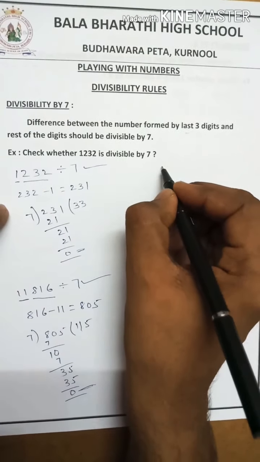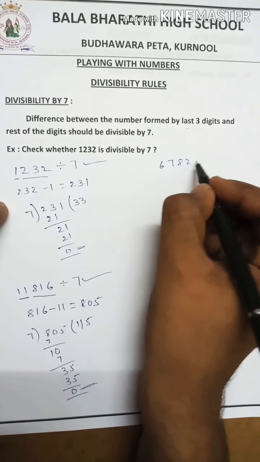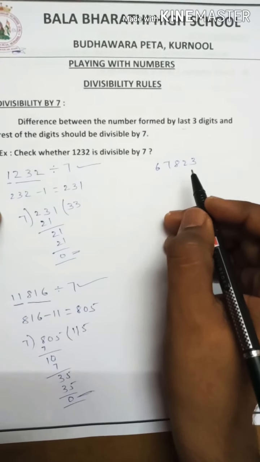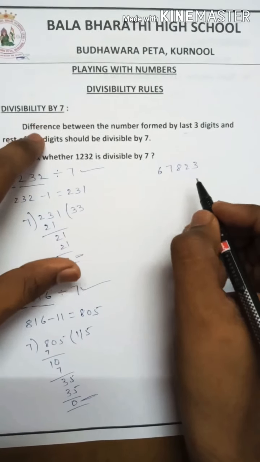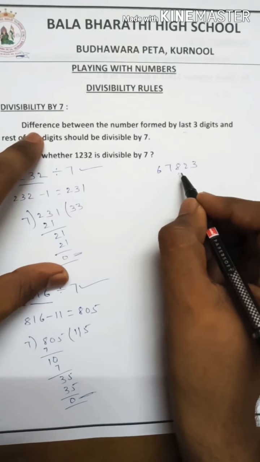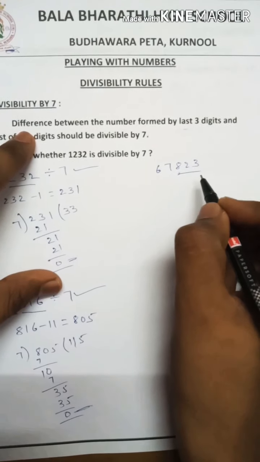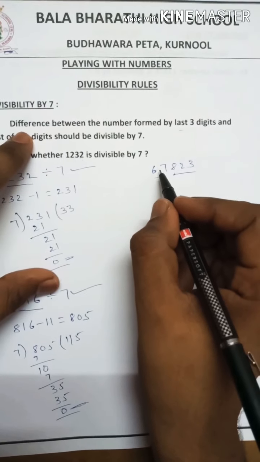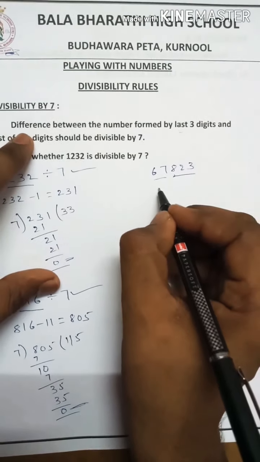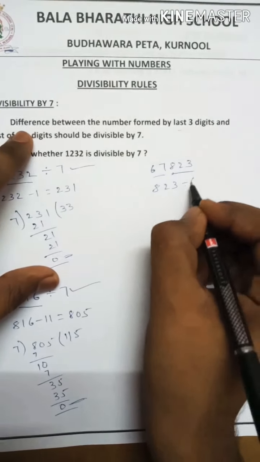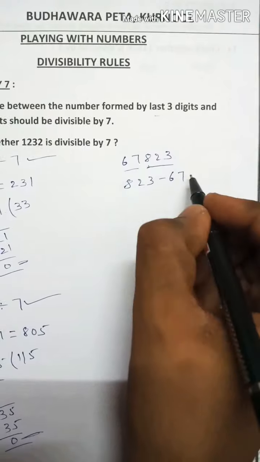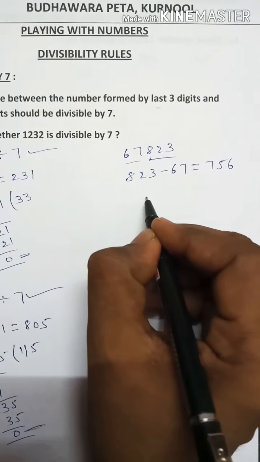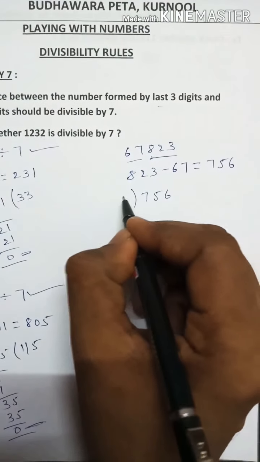So here I am taking the number 67,823. Now let us check whether 67,823 is divisible by 7 or not. So according to this rule, let us take the last 3 digits. In this number, what are the last 3 digits? 823. And what are the remaining digits? 6 7, right? So we need to subtract 67 from 823. Let us do it. 823 minus 67 is equal to 756.